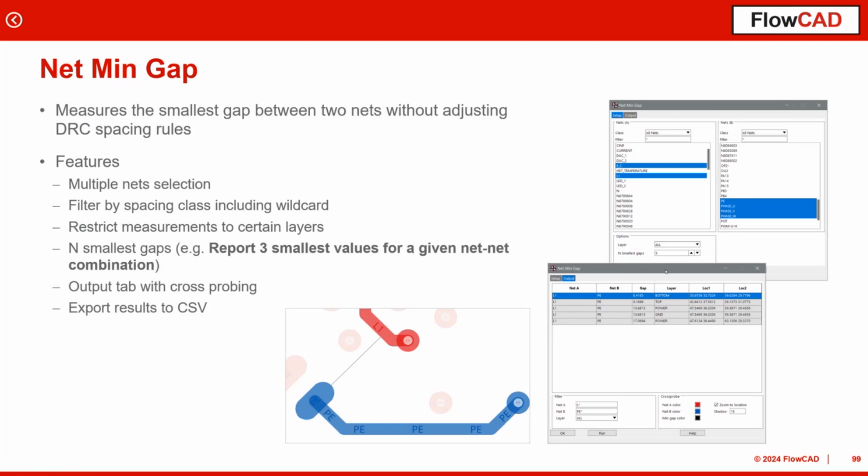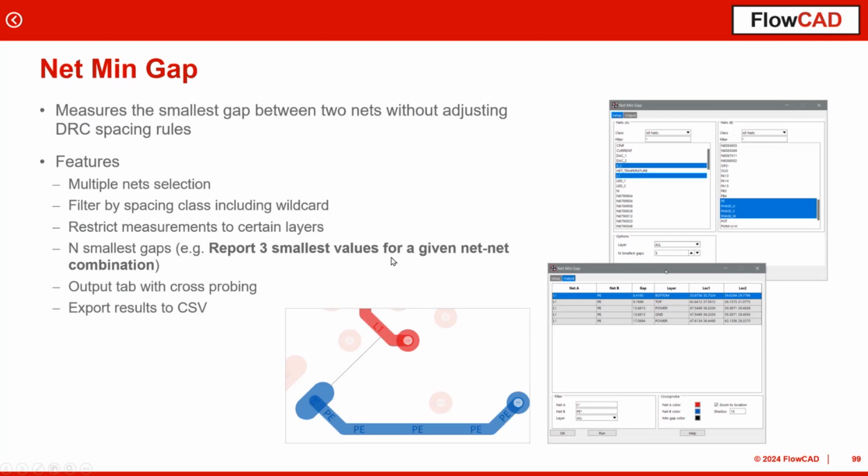And you have the ability to select multiple nets. You can filter by spacing class, including wildcards, of course. You can restrict the measurement to certain layers. Usually you may not be interested in distances on the inner layer, but only on outer layers. And you can specify, for example, the layer to be outer, or top or bottom only, or only inner signals or only inner plane layers. You may be interested to know the n smallest gaps, so you would like to report the first five smallest values for any net combination you have measured.